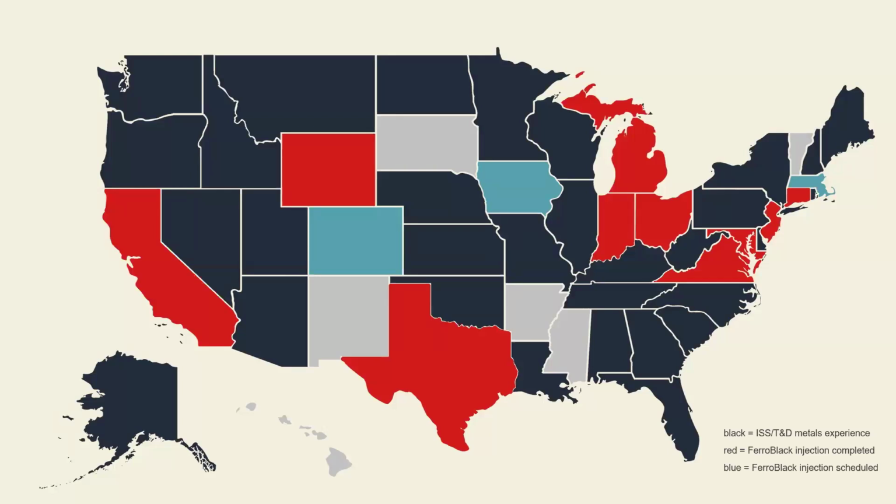And so from an experience standpoint, both myself and other PMs at AST, all the states colored or in black, we've had either ISS or T&D metals design and testing experience. And then in more recent years, both us and Ferroblack have worked to inject the material we'll talk about today. Those are the states in red. And then we also have some scheduled projects coming up. We've highlighted those in blue. So we've used these in a lot of different geologic settings for a lot of different clients.